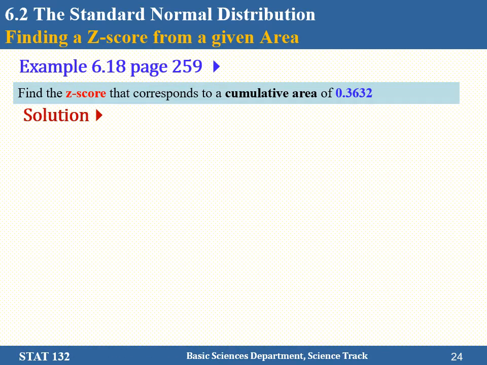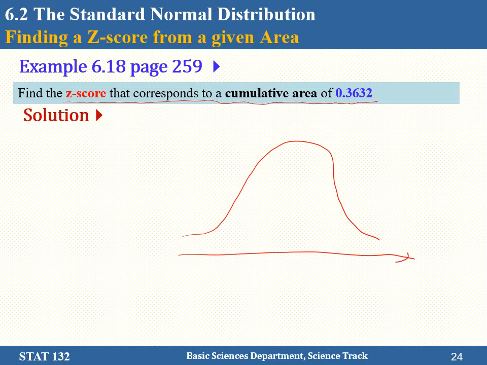Now we have a different type of question here because it says find the z-score that corresponds to the cumulative area of 0.3632. So this question is a little different than the others, because it gives you the area. The area is 0.36. Now it's less than 0.5, so it has to be on the left side of center. You can say it's somewhere here. So there's a z-score corresponding to that area here.